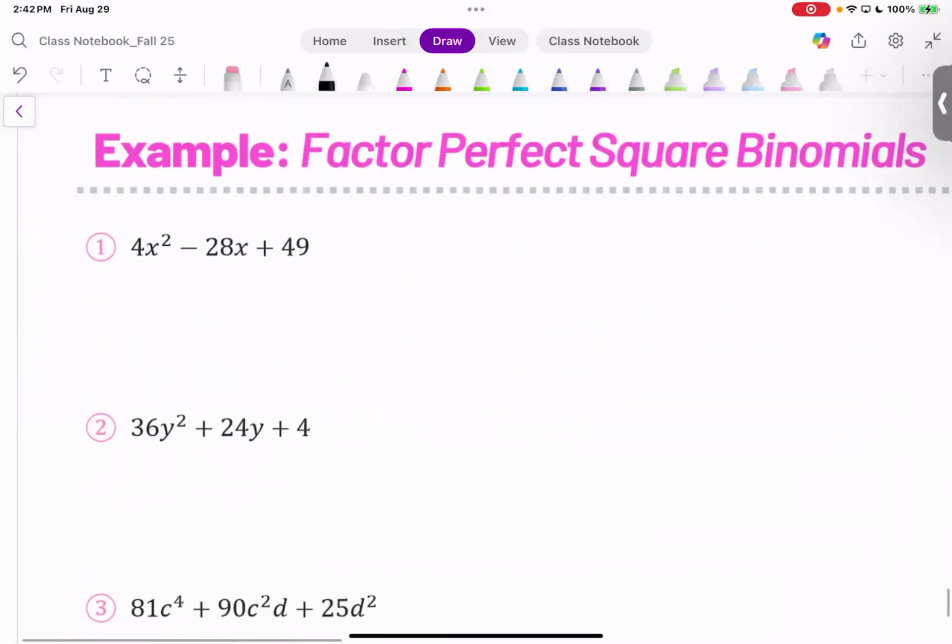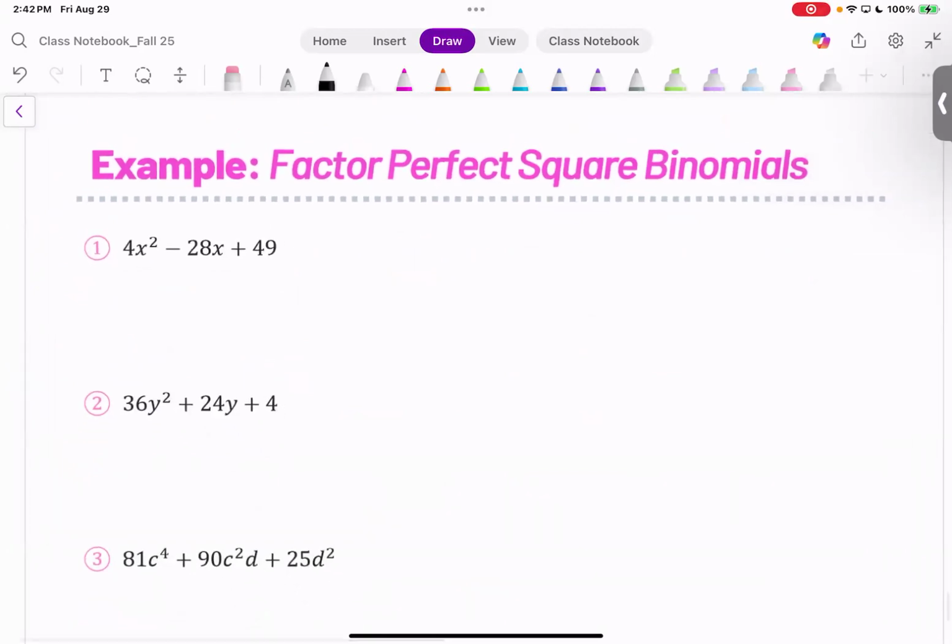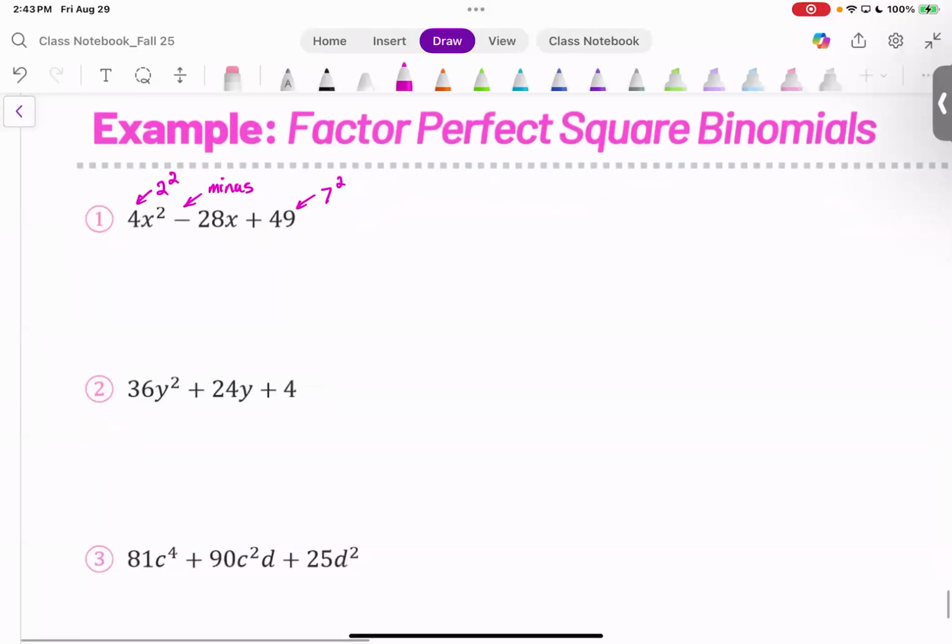So now we're going to look at some examples, and what you want to do is train yourself to notice square numbers. You really want to memorize your perfect squares up through 25 if you can. The more of them you know, the easier this becomes. I know that 4 is equal to 2 squared, and I know that 49 is equal to 7 squared, and I'm going to make a note that this is subtraction. And what I want to do is check to see if negative 28x is equal to 2ab.